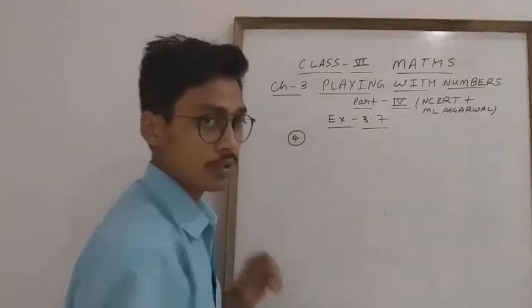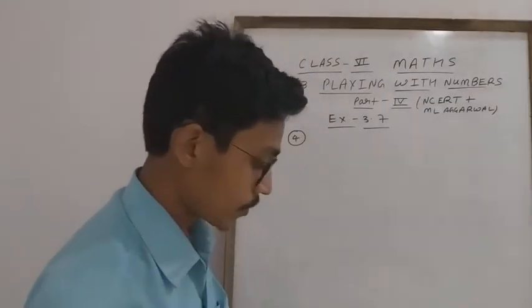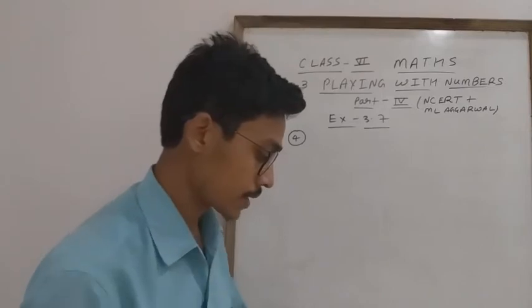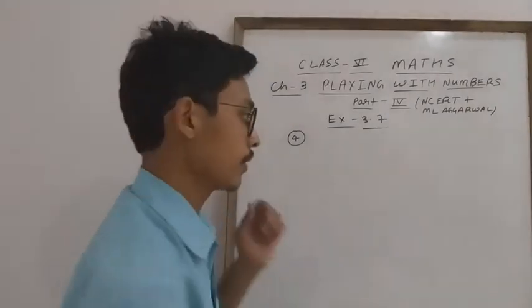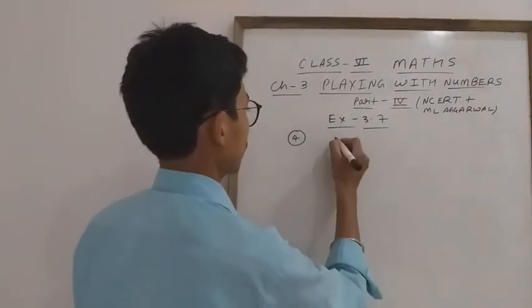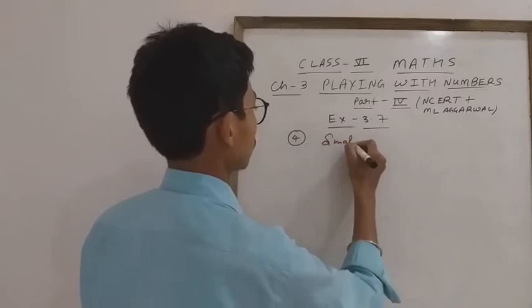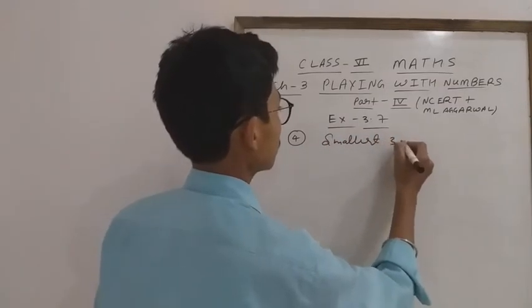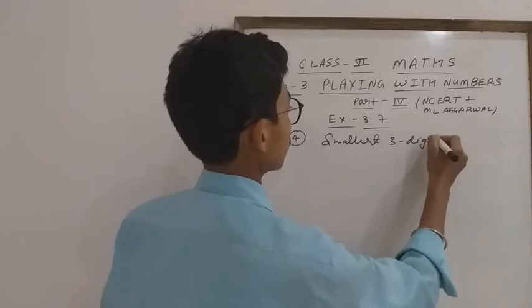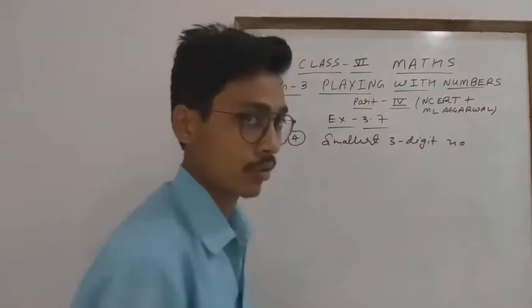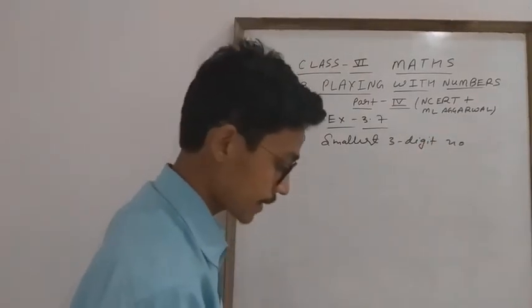What is given in question number 4, student? Determine the smallest 3-digit number which is exactly divisible by 8, 10 and 12. See, you have to find out the smallest 3-digit number which is divisible by 6, 8 and 12.